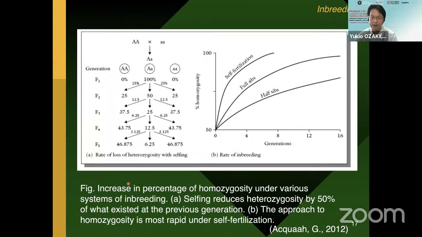The approach to homozygosity depends on the intensity of inbreeding, as illustrated in this figure. The more distant the relationship between parents, the slower is the approach to homozygosity. The coefficient of inbreeding F, previously discussed, measures the probability of identity of alleles by descent. This can be measured at both the individual level as well as the population level.